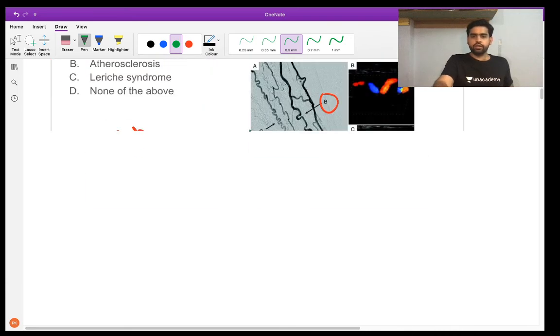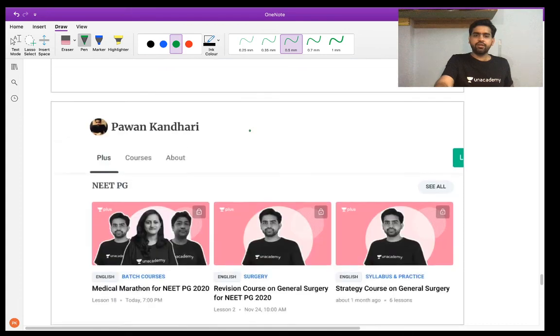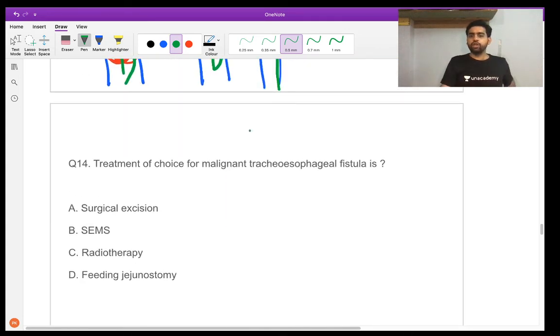Treatment of choice. Just a minute, guys. So what is the treatment of choice for malignant tracheoesophageal fistula? What is the answer to this particular question? Anybody? A very simple question. What is the treatment of choice? So Yogesh, Sanjana?